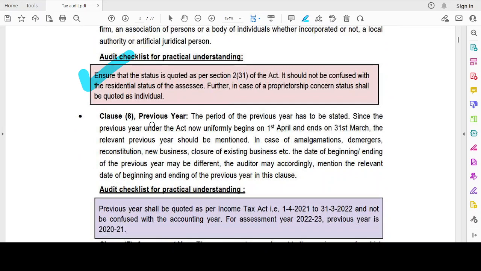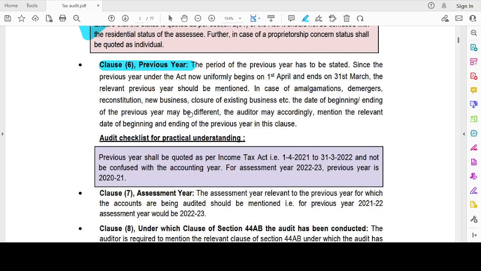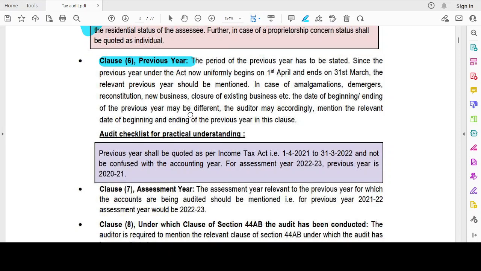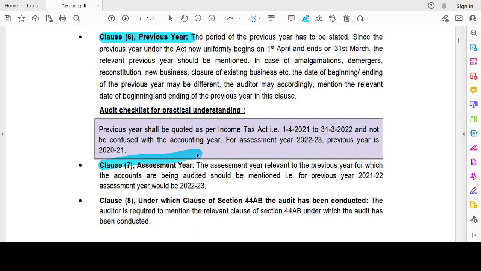Now, clause 6 is the previous year. Previous year means the period in which the income is earned. It uniformly begins from 1st April to 31st March. But if it is a new firm or there is some demerger, then the start date will be different, but the end date will remain the same. For example, for assessment year 22-23, the previous year will be 2021-22. The assessment year is the period in which the previous year's accounts are being audited or the return is being filed for the previous period.